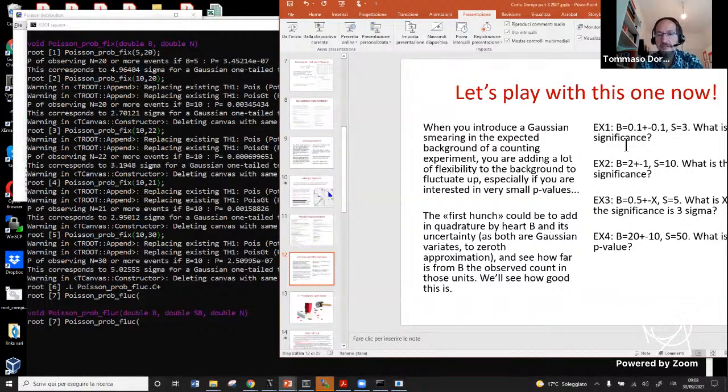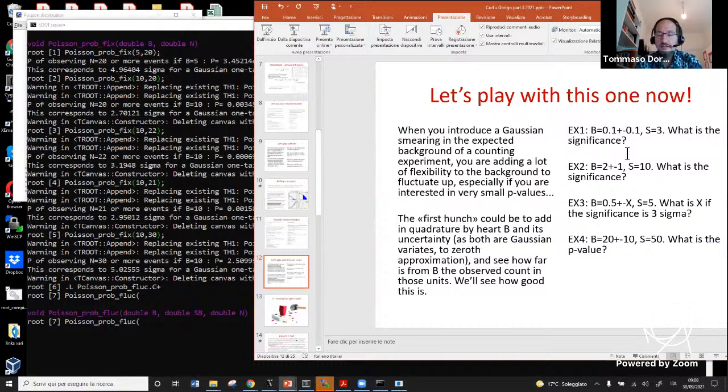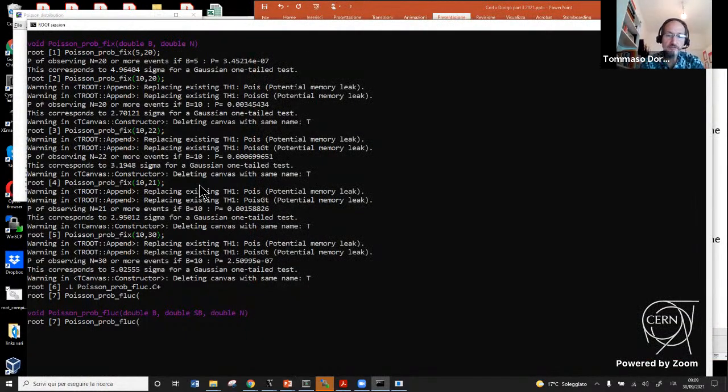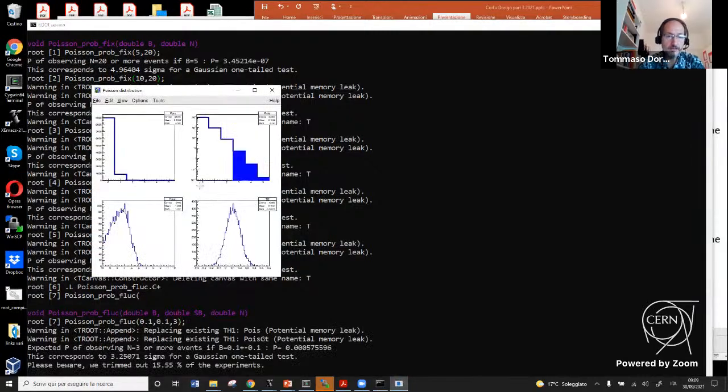So let's try the first exercise. We have 0.1 events of background plus or minus 0.1. And we observe 3 events. What is the significance in sigmas? Well, 3, as we said, is very different from 0.1. In fact, it's very hard from 0.1 to go all the way to 3. So let's see, this should be a large number, right? And here we get it. We get that the probability is 3.25 sigma.